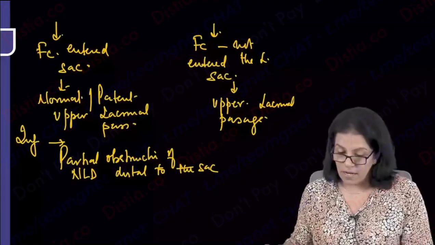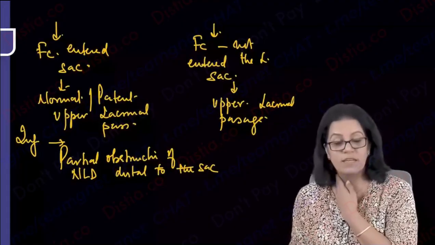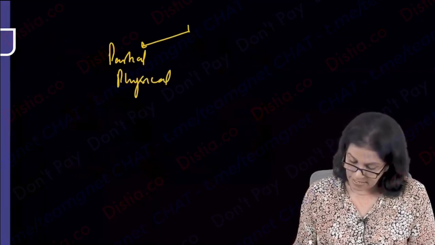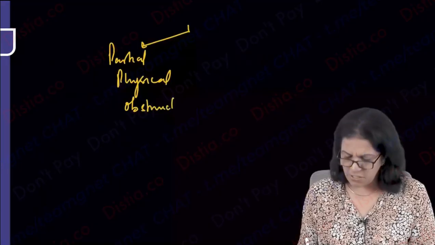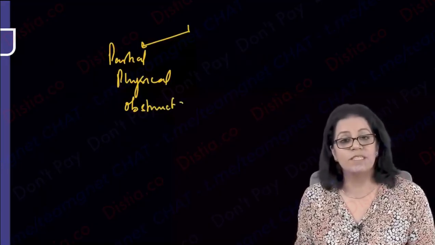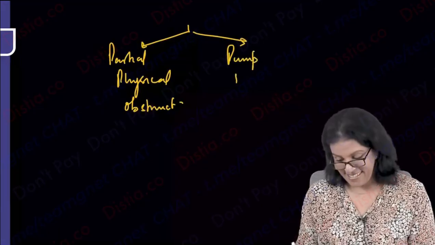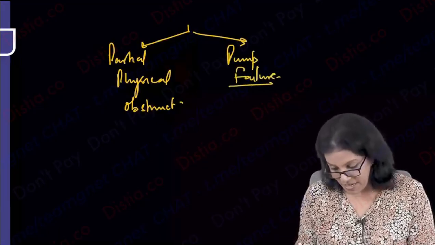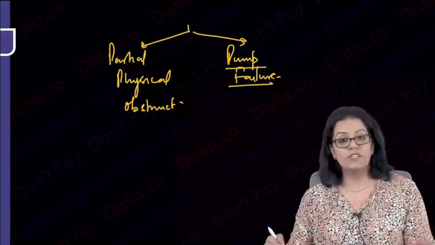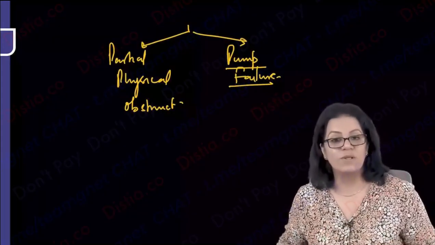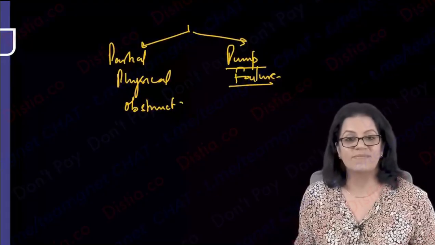Now when there is an upper lacrimal passage obstruction, what could be the possibility? The possibility could be 2. Either it is again a partial physical obstruction, anything it could be. We have talked about canalicular obstruction, punctal stenosis, other problems. Or it could also be due to pump failure. When there is a pump failure, there is no expansion of the lacrimal sac and the fluorescein stained tear has not entered the sac at all. So then it could be pump failure.